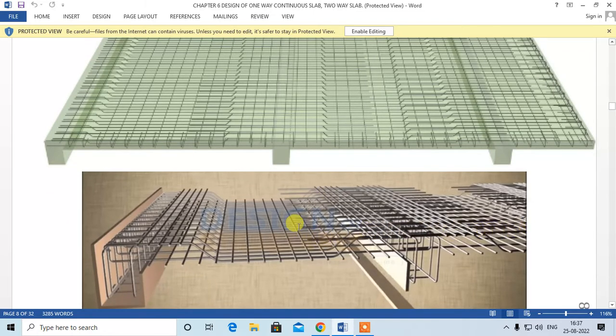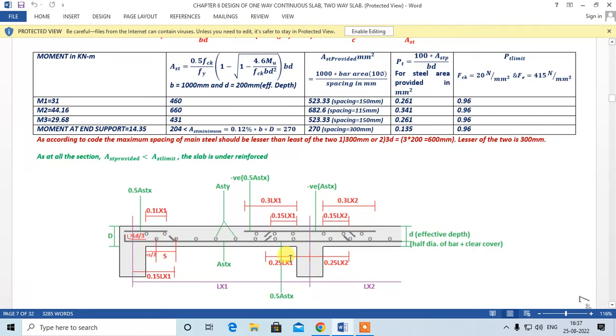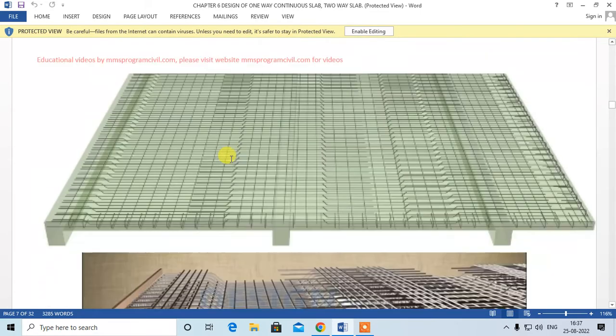Okay, this extra bar, if you can see this extra bar, right? Fine. So this is how you can also provide bent up like this. This is another type of orientation of steel. Both are correct. You can use any of these. So this is how we do the design of one-way continuous slab, and this is how we place the reinforcement. That is what I explained, how to show the reinforcement detailing.